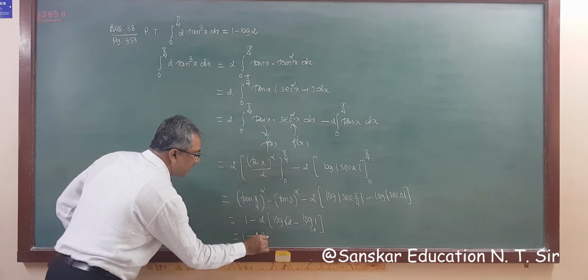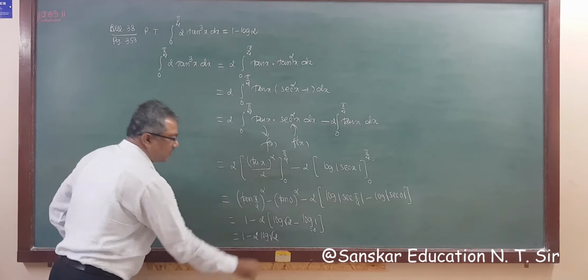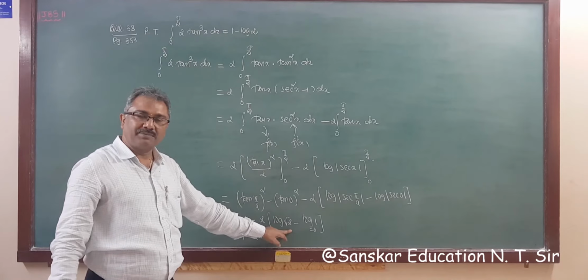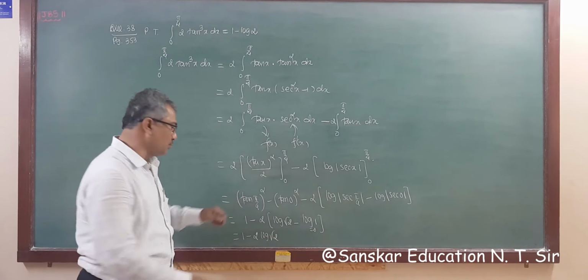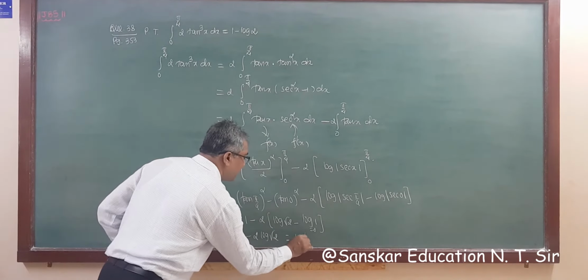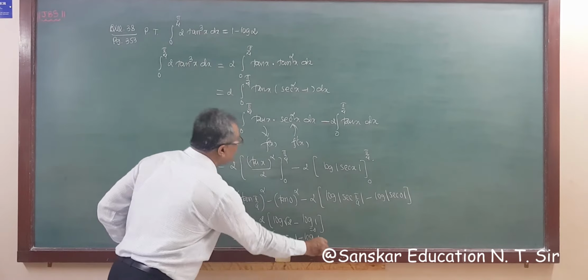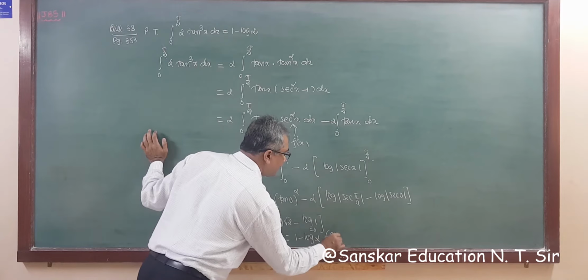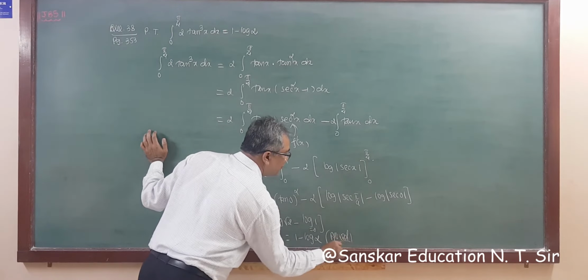So we will get 1 minus 2 log root 2. I am writing one more step: either you can take the 2 inside, which becomes a square, and root 2 square is 2. So your answer will be 1 minus log 2. That is what we had to prove.